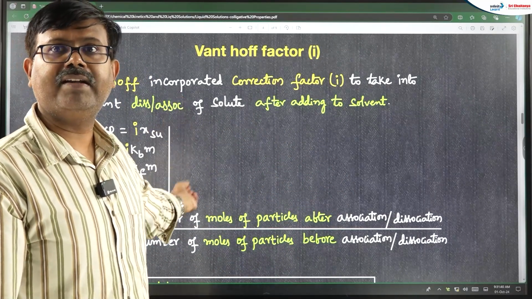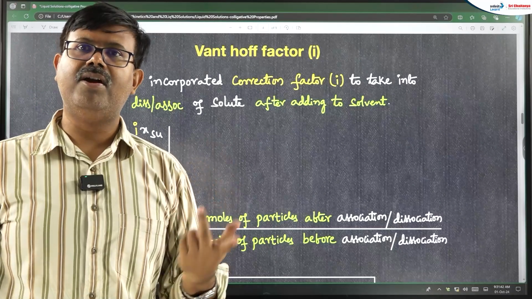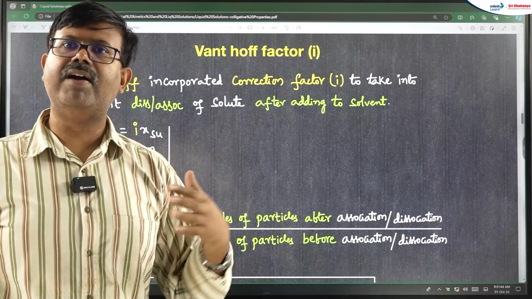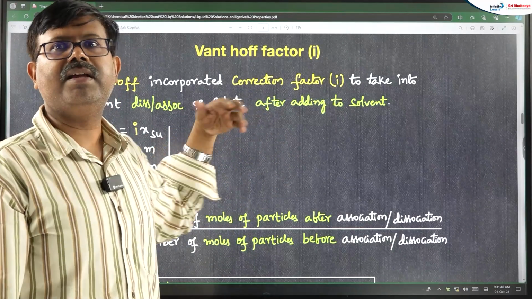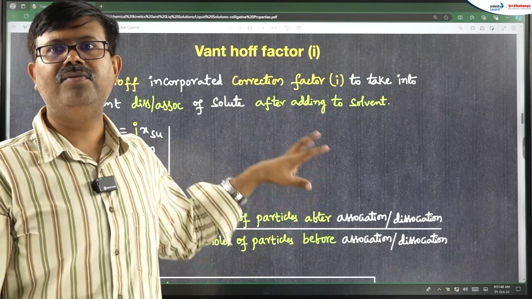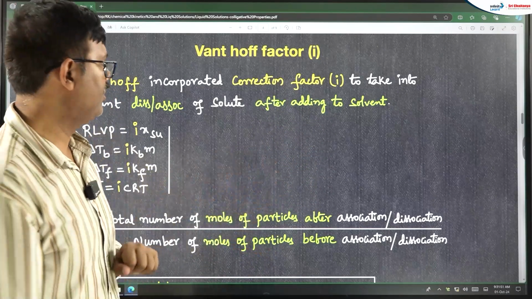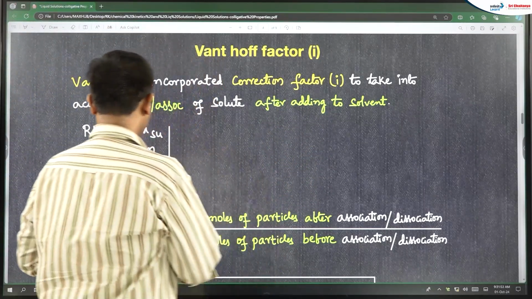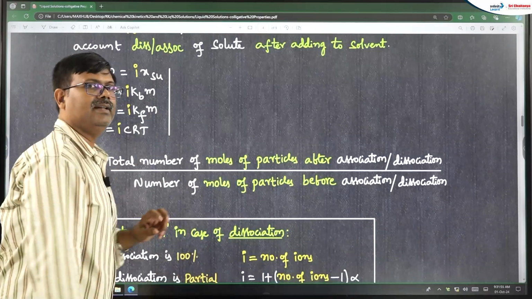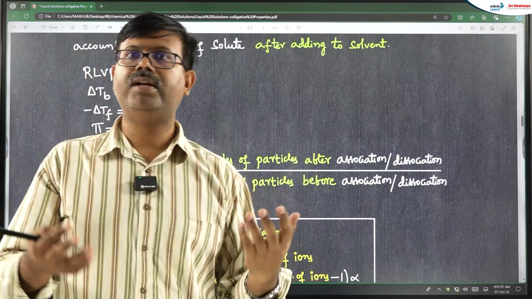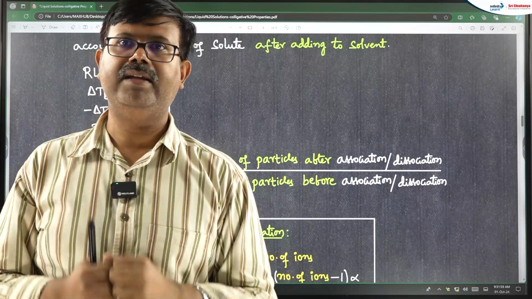If Van 't Hoff factor is 1. If it is not equal to 1, whatever the value, it will give the actual colligative property value. How to get this Van 't Hoff factor value I? That is the next question.